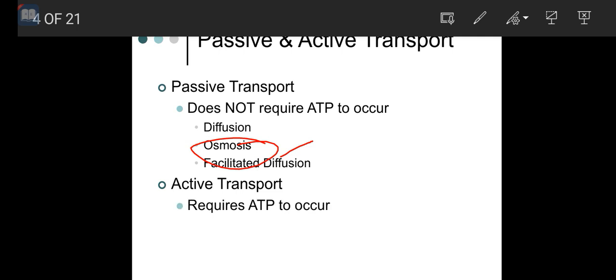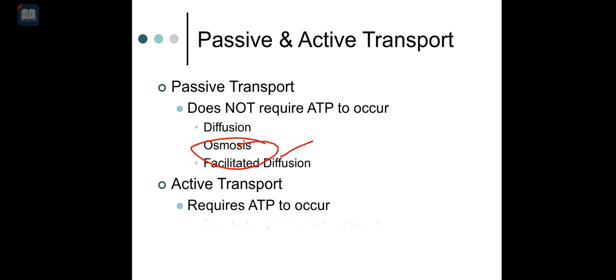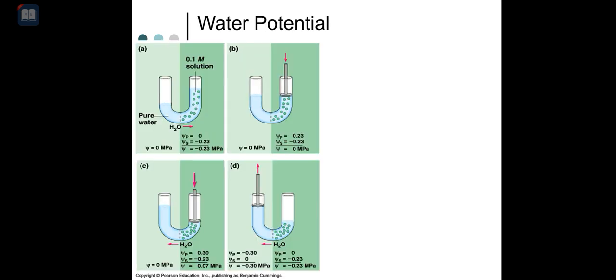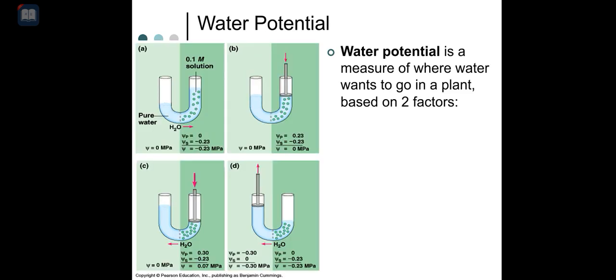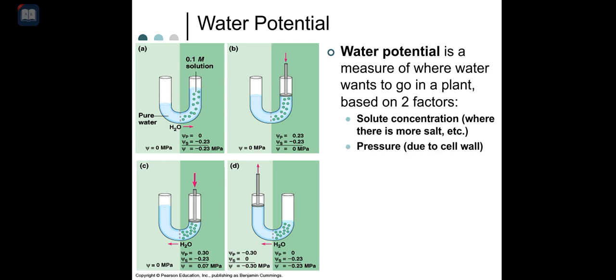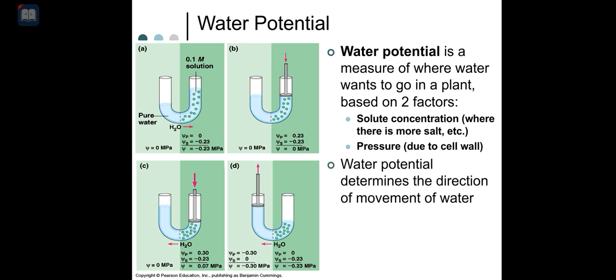And which is the active mode of transportation? It requires energy. Bulk transport, endocytosis or exocytosis. Water potential. What is water potential? It is a measure of where water wants to go in a plant, based on two factors. Which are those two factors? Here the solute concentration, where there is more salt, and the pressure due to the cell wall.